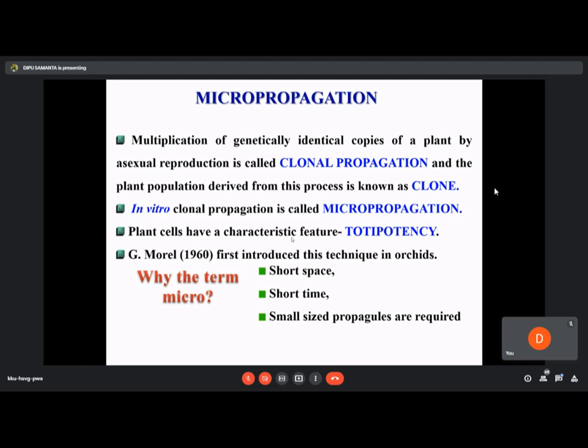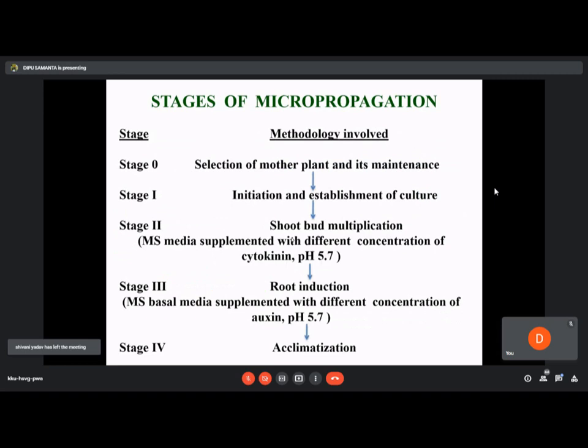So now coming to why we use the term micro: because it requires short space, short time, and small size propagules, but the production is at macro level. So many plants we can develop within a short time. Coming to the different stages of micropropagation, there are five stages.